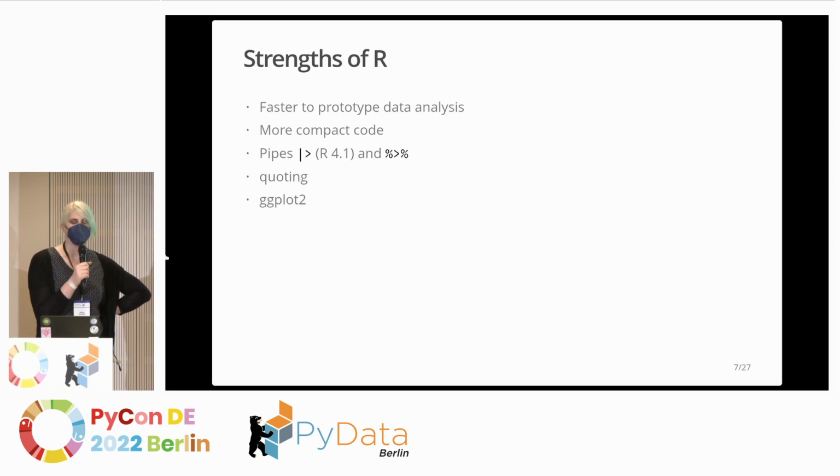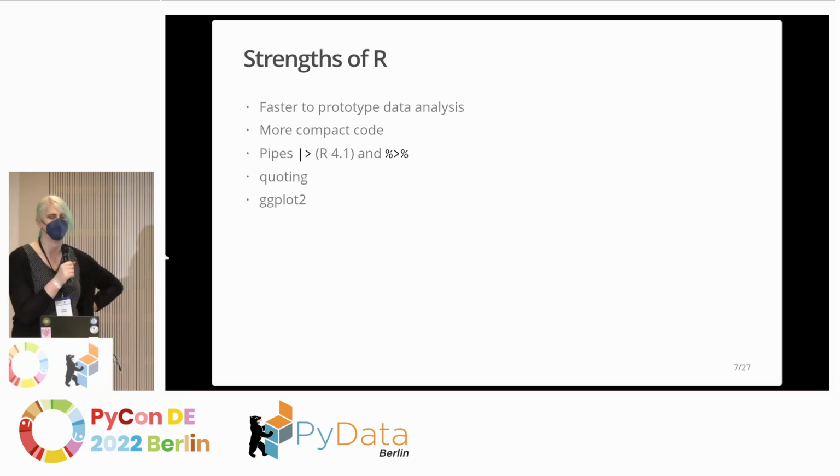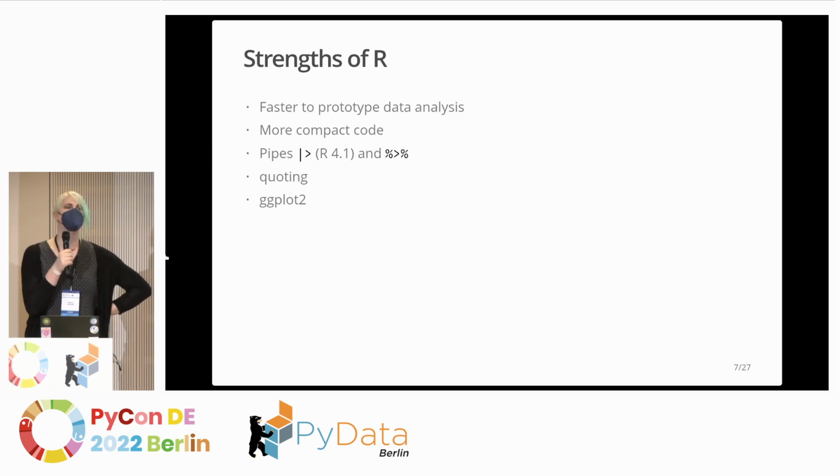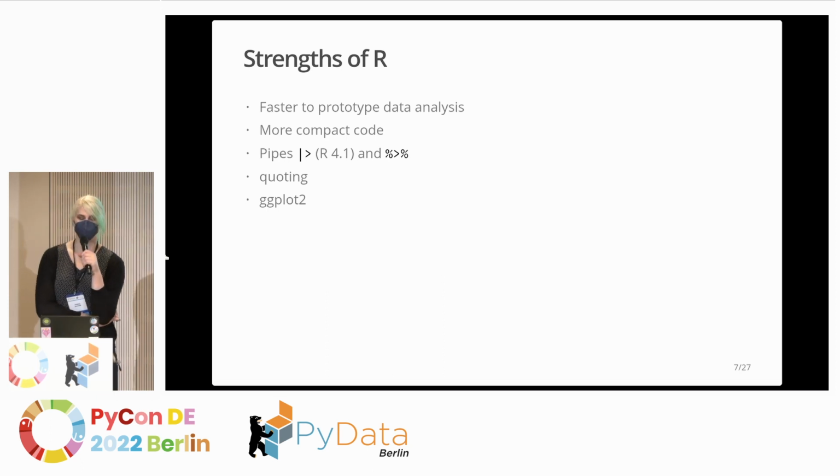So, that means the code is also more compact, at least for data analysis. And one very neat feature of R are the pipes, the data analysis pipes. And also something called quoting, which I will also talk about today, and of course, 2D plots with ggplot2. And yeah, have you already worked with Python and matplotlib in the past? Yeah, if you know both, then you won't want to use matplotlib anymore.